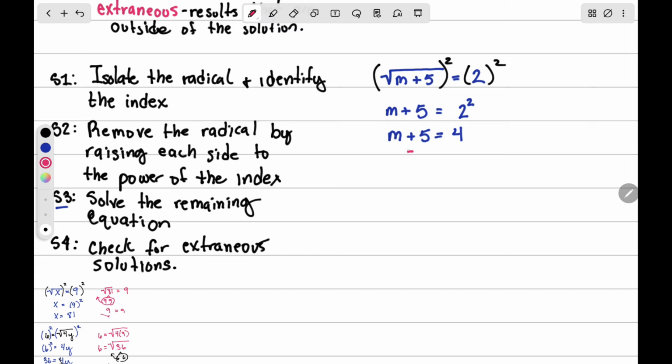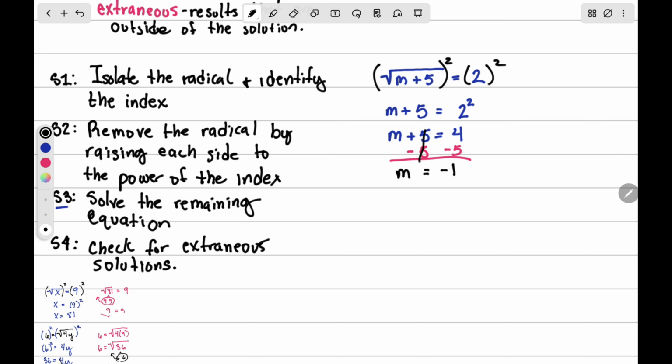By moving the 5. That's a positive 5, so we subtract 5 on both sides. See there? Coming back to unit 1. I tried to show you. Come on now. The 5's cancel, and m is equal to 4 plus negative 5, which is negative 1.